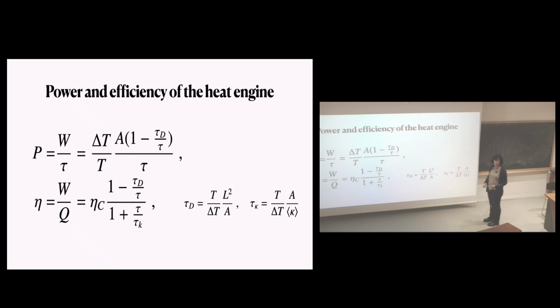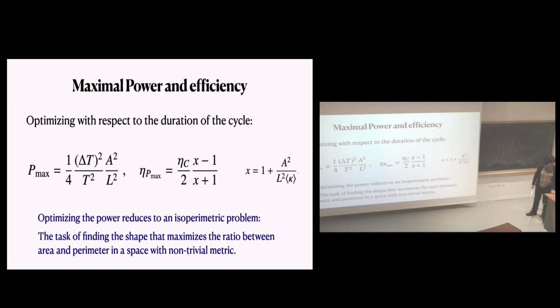So let's focus on the heat engine operation, in which you want to get some power. The efficiency is always what you gain divided by what you have to invest. What you gain is work, what you have to invest is heat. These are basically rephrasings, some definitions in terms of the original definitions I introduced before. And it is possible to optimize the duration of the cycle in order to get a maximum power or a maximum efficiency.